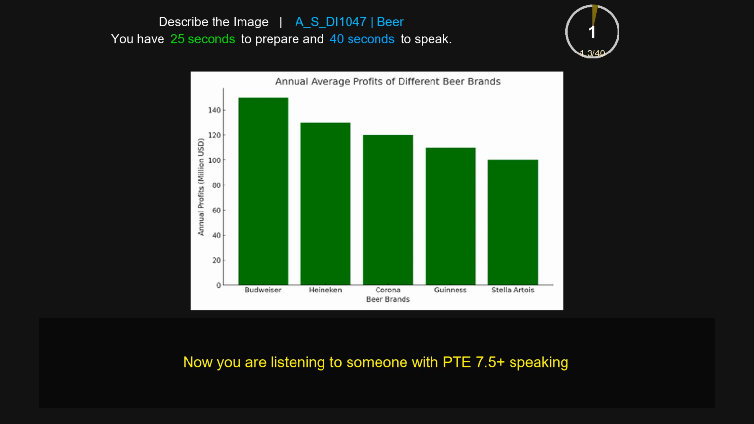The bar chart is about annual average profits of different beer brands. The x-axis shows different beer brands, while the y-axis shows annual profits in millions in US dollars, starting from 0, 20 up to 120 and 140.